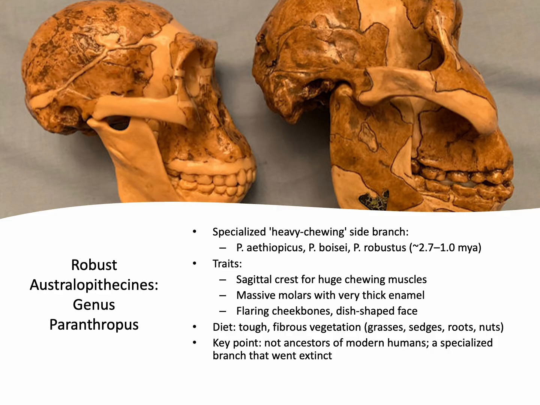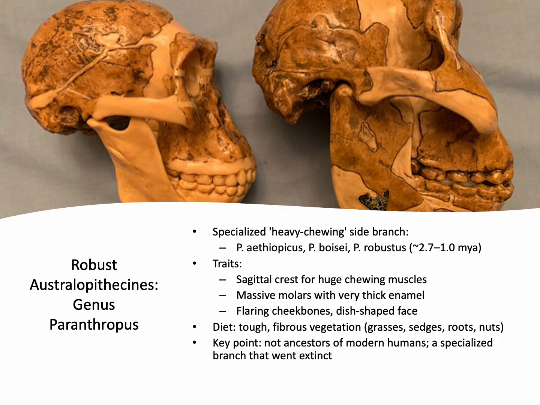From the neck down, Paranthropus bodies look broadly similar to other hominins of the time. Bipedal, relatively small-bodied, likely still capable of some climbing. It's really in the skull and in the teeth that their specialization is most obvious. This specialization, it's a double-edged sword.